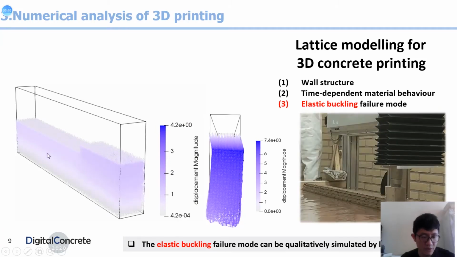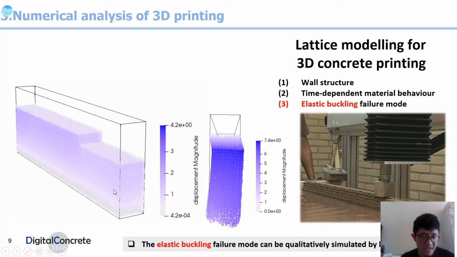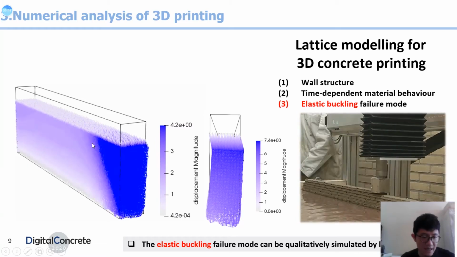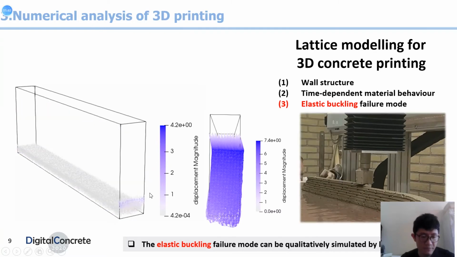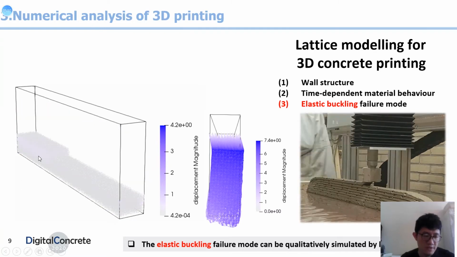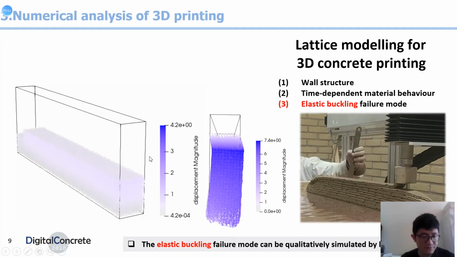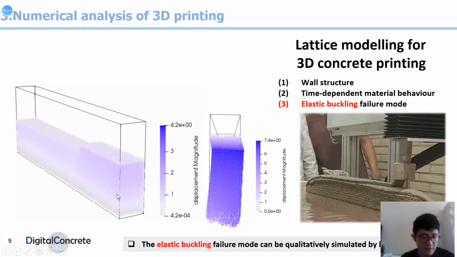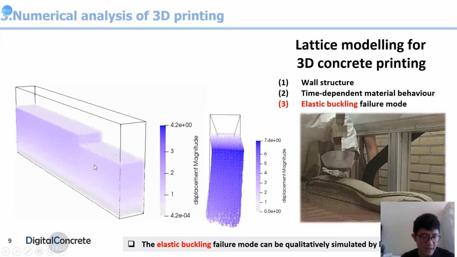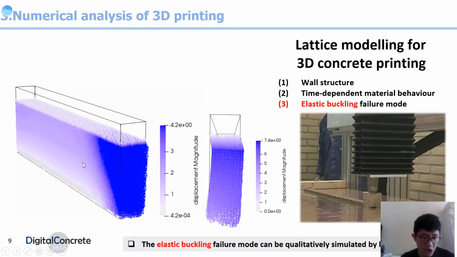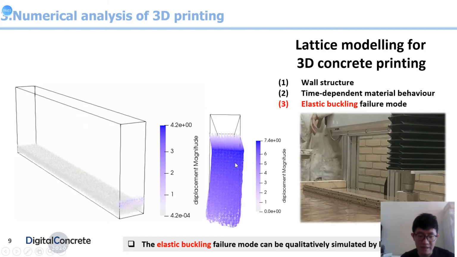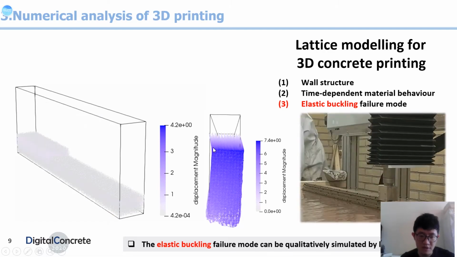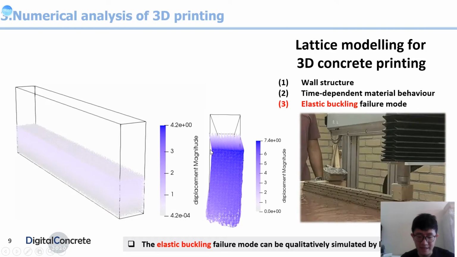Then during the printing process, we can see the deformation becomes larger and larger, especially in this part, where displacement out of the plane will happen. When we review this video again, we can find it. The displacement becomes larger and the displacement out of this plane will be larger. This is the final failure mode, where the displacement out of this plane happened. It's called elastic buckling.